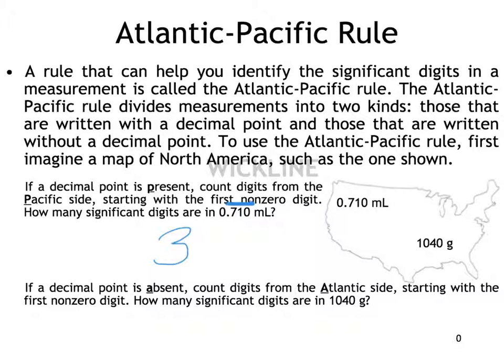Likewise, if the decimal point is absent, you count from the Atlantic side, starting with the first non-zero. So in 1040, the decimal is absent. I'm going to start counting from the Atlantic side, the right-hand side, and I'm going to skip any zeros that start the number. So I'm going to skip that 0. But I'll use that 4, and then I'll go 1, 2, 3. I'll mark those really quickly, but not the 0. And there are 3 significant figures.